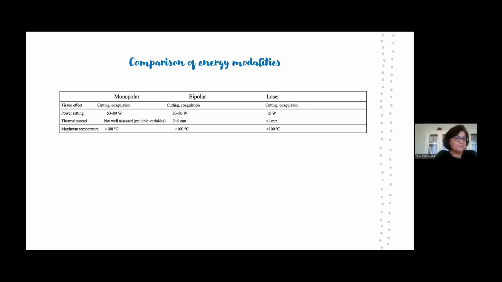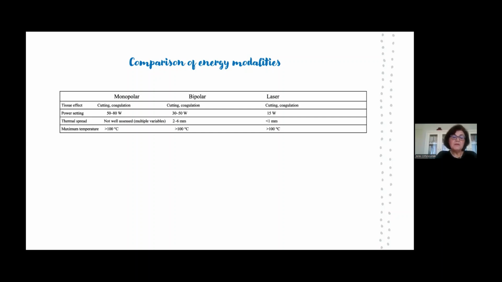Here is a comparison of energy modalities: monopolar, bipolar, and laser. The tissue effect is the same, cutting and coagulation, in the 3 modalities. Power setting in monopolar is 50 to 80 watts. Bipolar is 30 to 50 watts and laser is 15 watts.